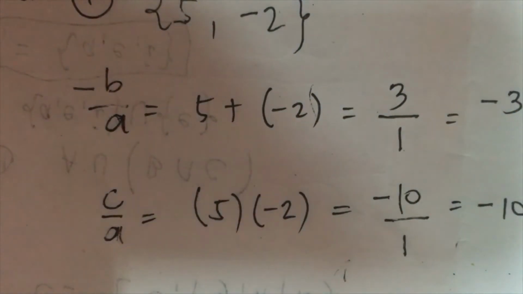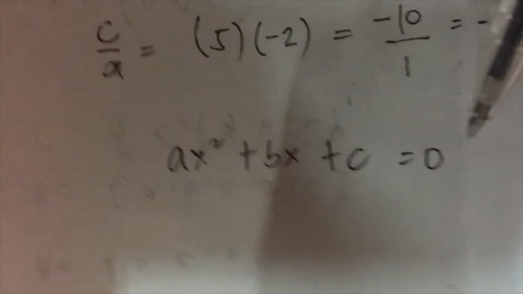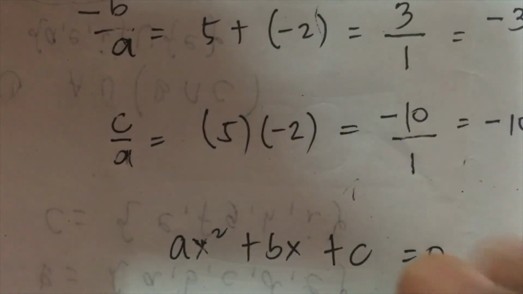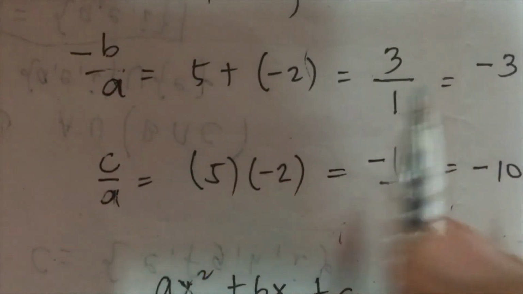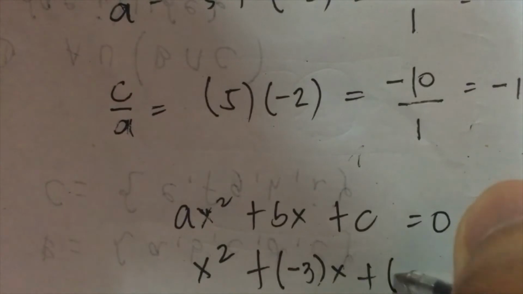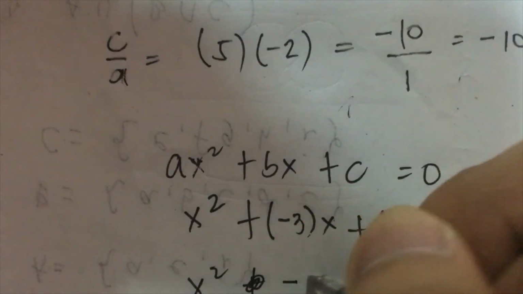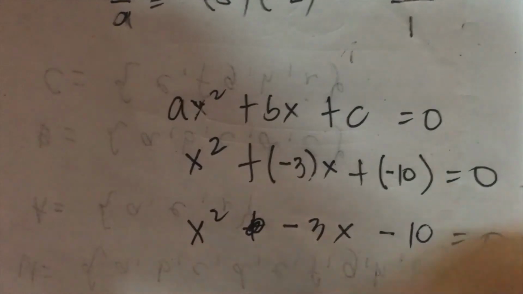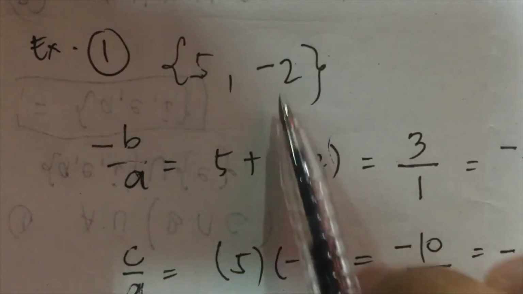Using the standard form, ax squared plus bx plus c is equal to 0, we'll just substitute the values. So our a is 1, so no need to write. That is x squared plus the value of b, that is negative 3, so it would be negative 3x plus the value of c, which is negative 10, is equal to 0. So finally, we have x squared minus 3x minus 10 is equal to 0. So this would be now the equation of the roots 5 and negative 2.